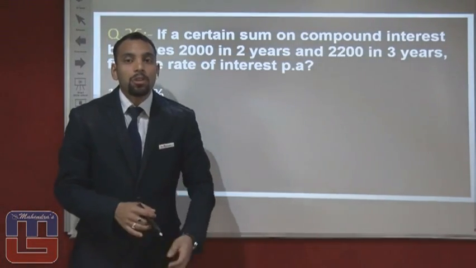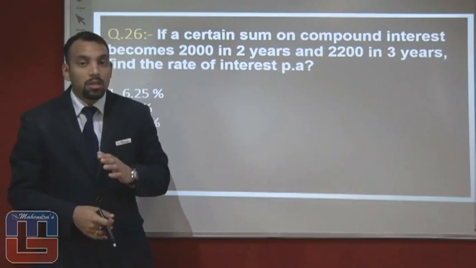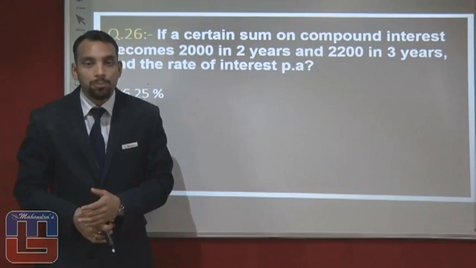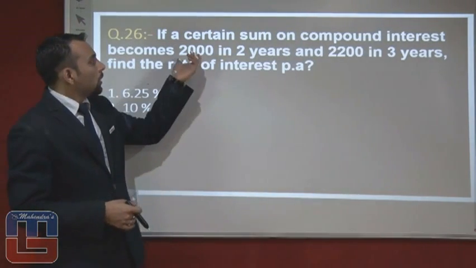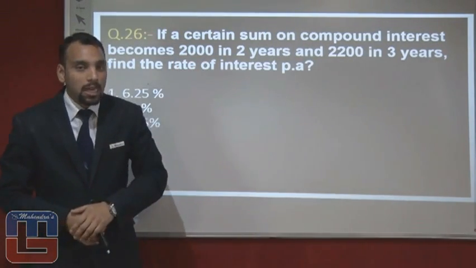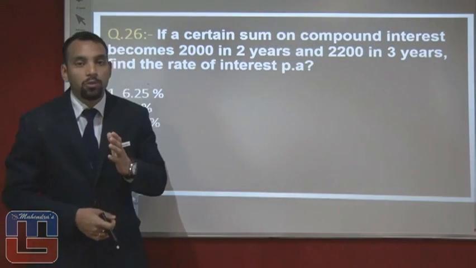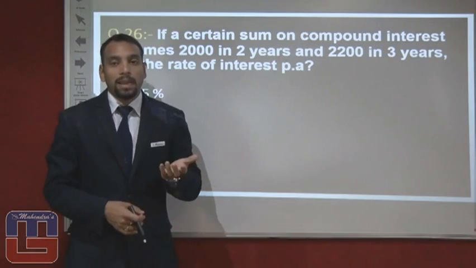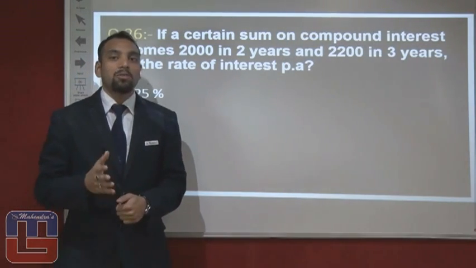Next question is from compound interest, that is CI. Now see, the question is saying if a certain sum of compound interest becomes 2,000 in 2 years and 2,200 in 3 years, so find the rate of interest. Now, if you solve this question by the regular or traditional method, it will take time.